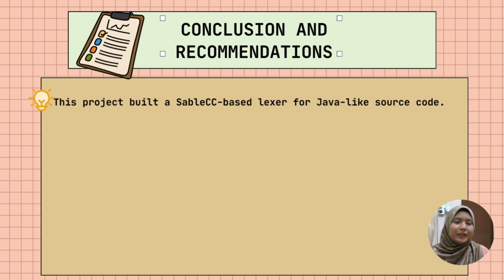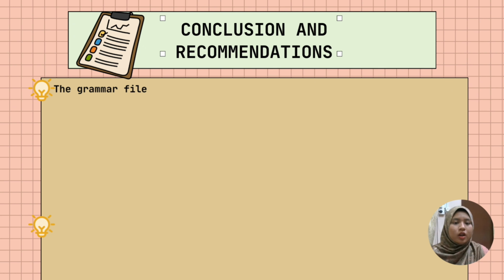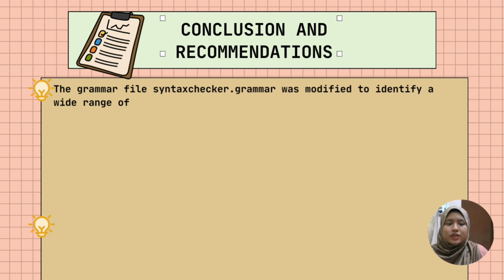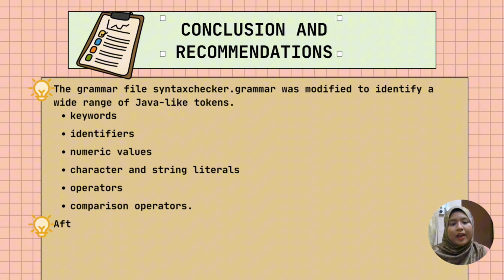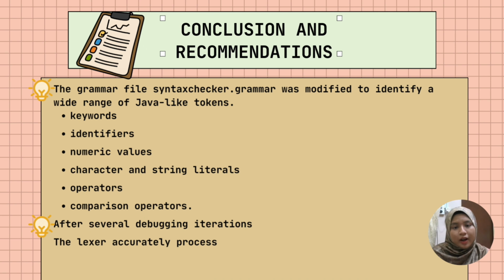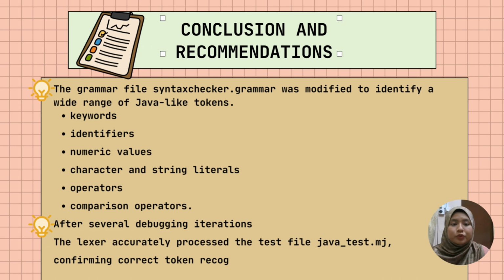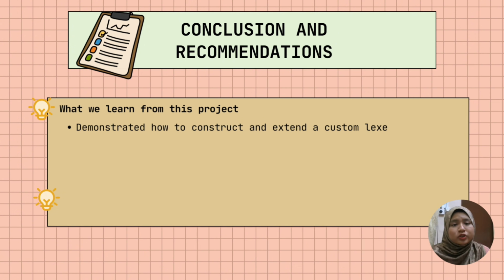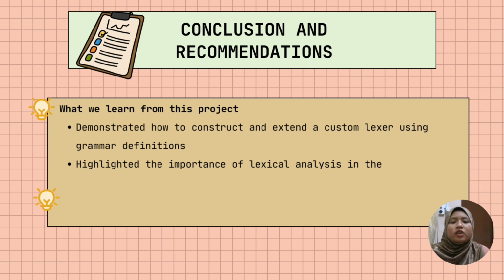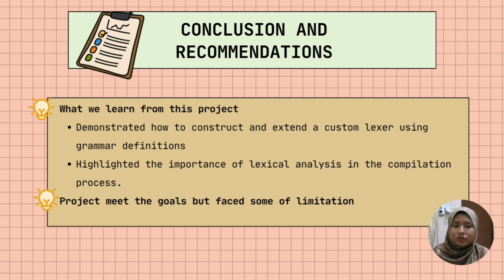In summary, this mini project successfully developed a Java syntax checker using CC. It demonstrates how a custom lexer can be built and expanded using a grammar definition to recognize various Java-like tokens. The lexer is now able to accurately process the text file, confirming the effectiveness of the token rules inside it. Through this project, we gained valuable insight into lexical analysis and the foundational role it plays in the compilation process. While the project meets its goal, it also reveals some of the challenges and limitations that we face, especially in handling certain types of literals.